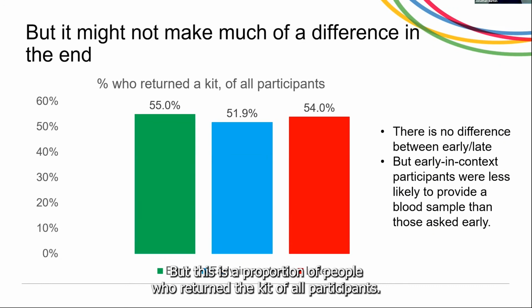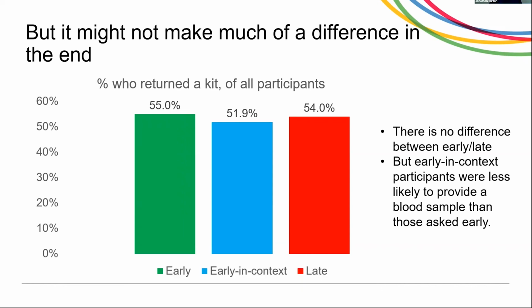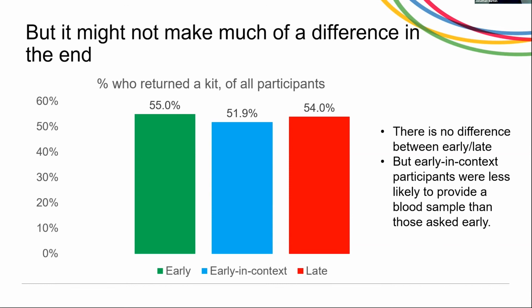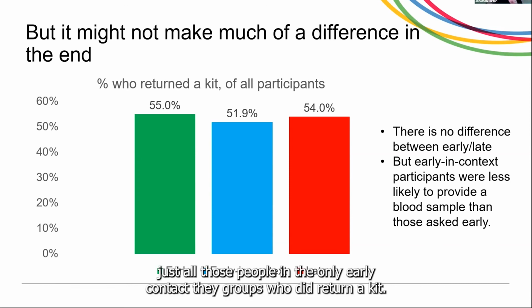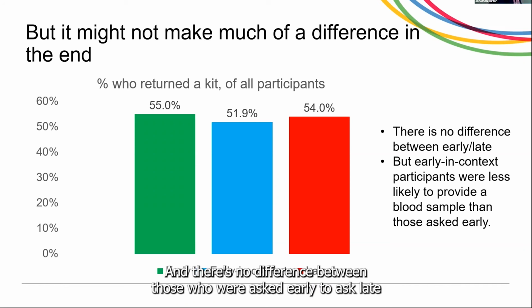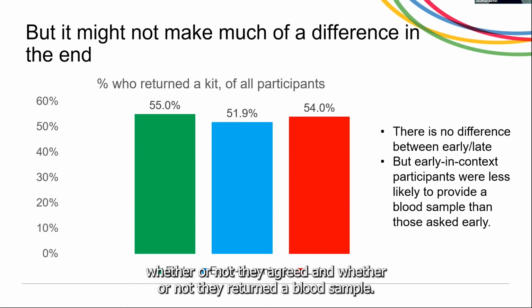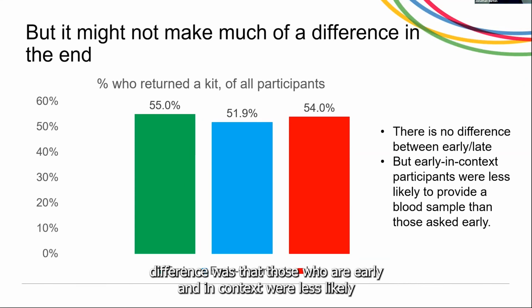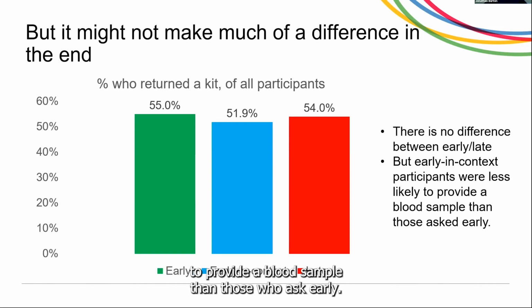So this is a proportion of people who return the kit of all participants. So whether or not they consented to having the kit sent to them, just all those people in the early, in context and late groups who did return a kit. And there's no difference between those who were asked early or those who were asked late, whether or not they agreed, whether or not they returned a blood sample. The only difference was that those who were asked early and in context were less likely to provide a blood sample than those who were asked early.